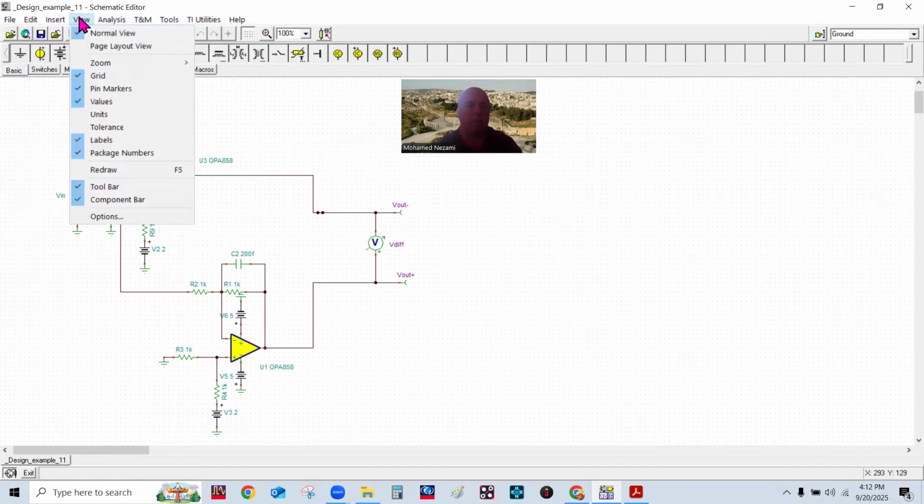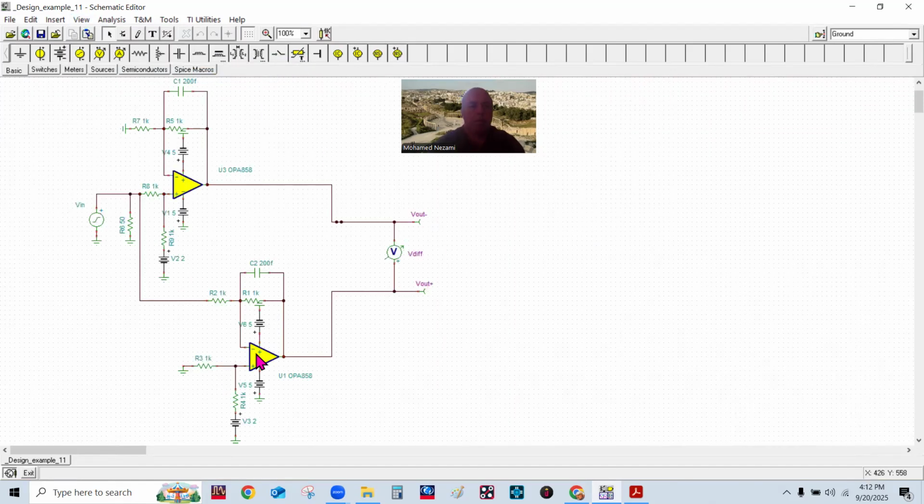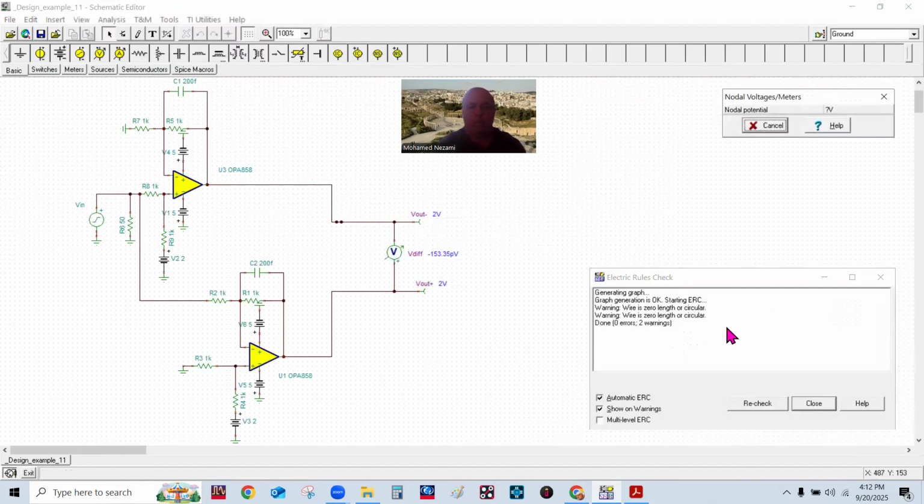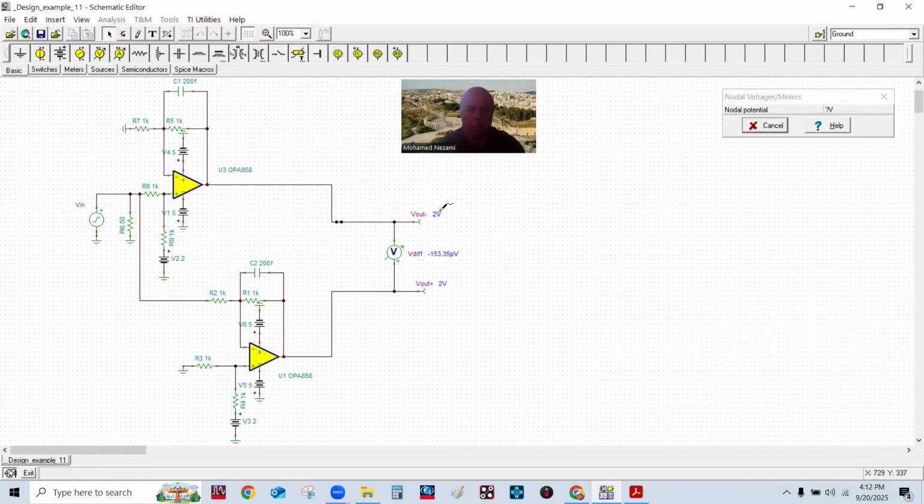Okay, so we got the circuit in here. First thing is, let's see how balanced this is DC-wise. We have 2 volts in here, 2 volts in here, which is good, meaning it's balanced.